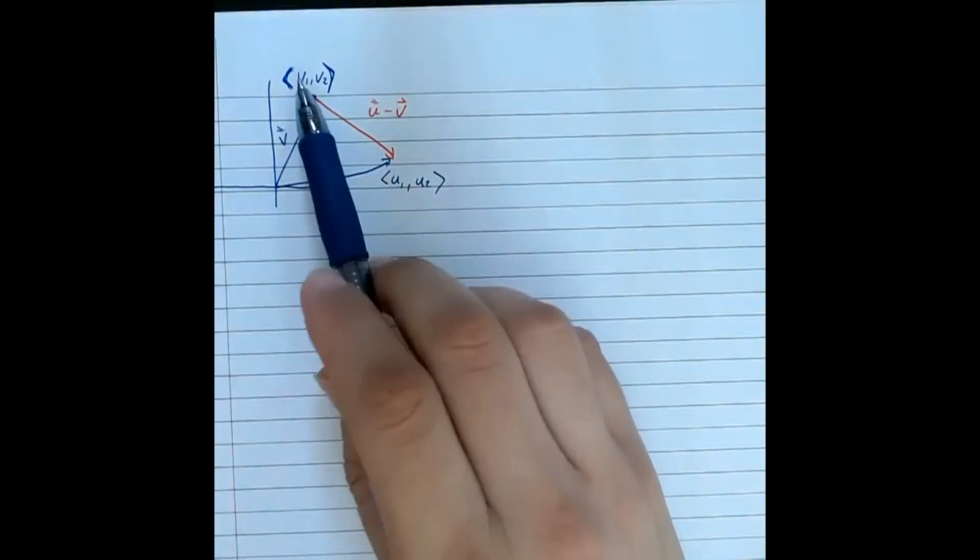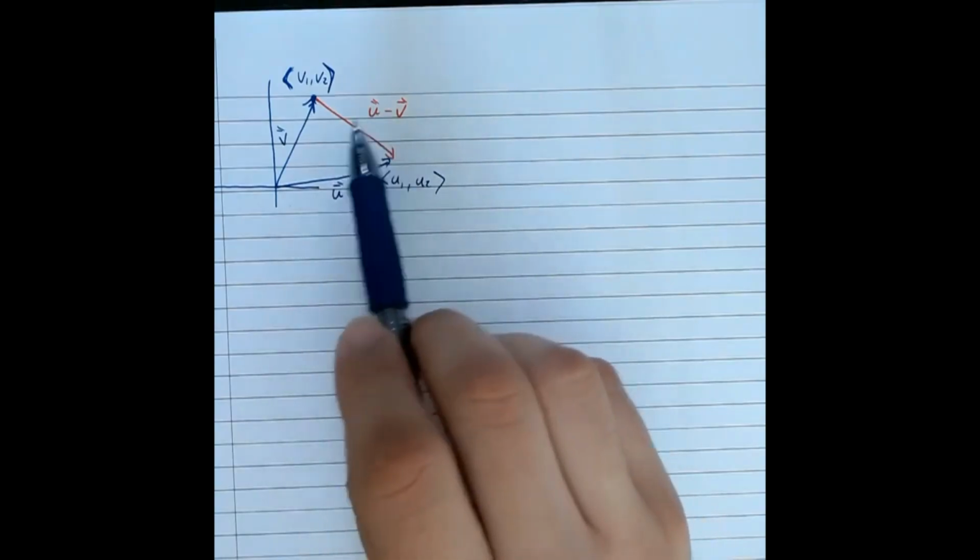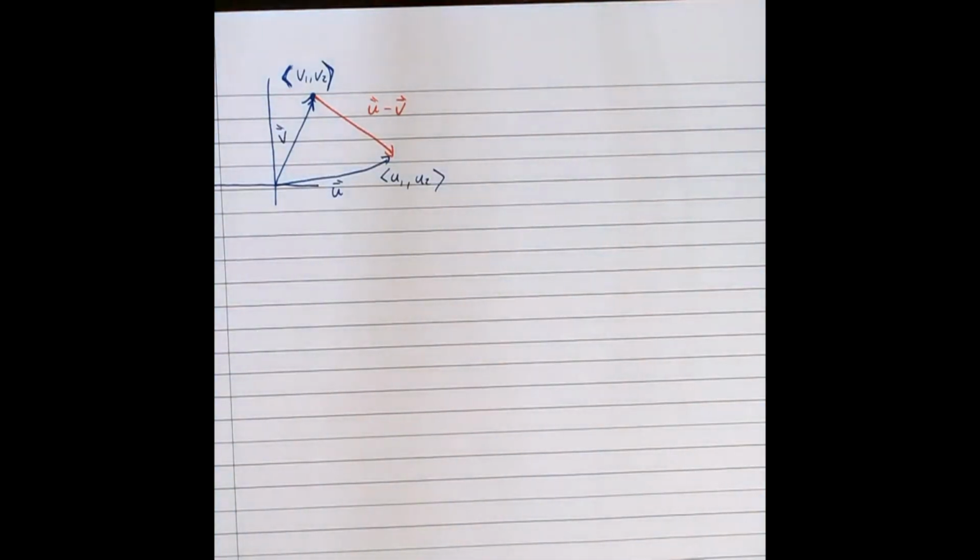All right, so there's my illustration. I have this vector, which I can give in component form. Here I have another vector, which I can give in component form. And then here's the difference between those two vectors. Okay, cool. So now what?